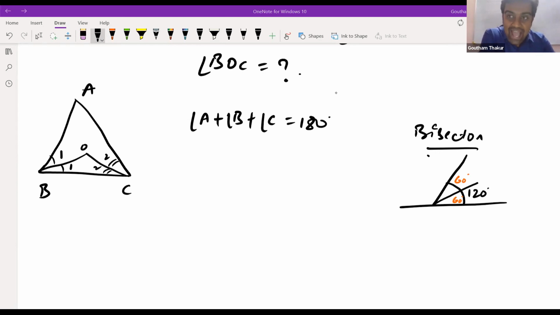Now, my angle B is divided into angle 1 plus angle 1, and angle C into angle 2 plus angle 2. Now, in the same way, this is for triangle ABC.